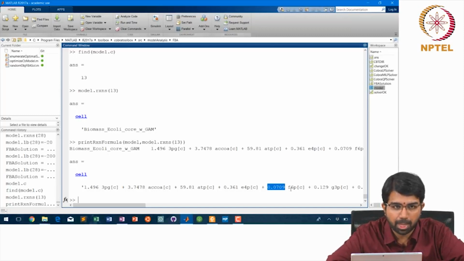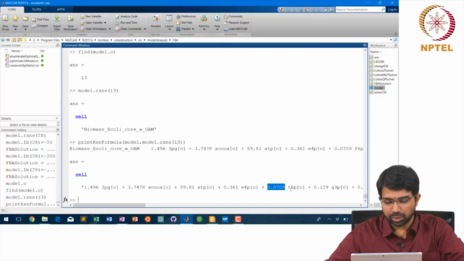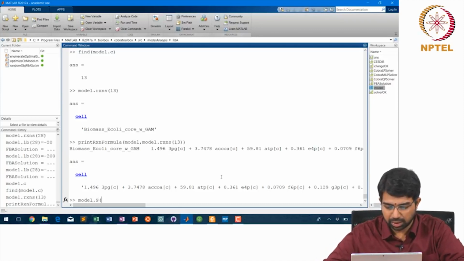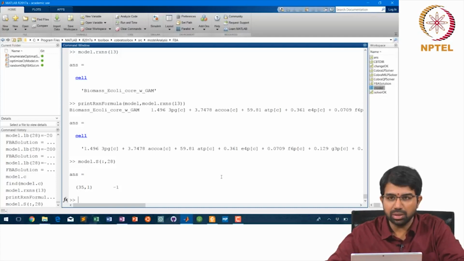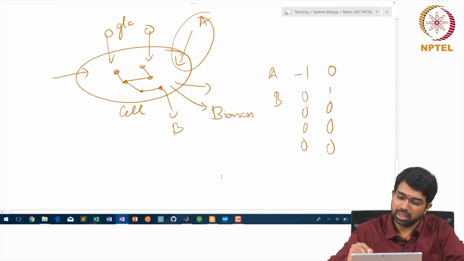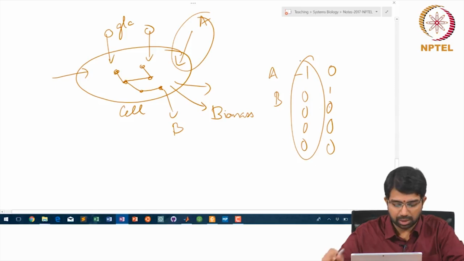Where are the exchange reactions stored in the model, and the reactions' metabolites? It is only in LB and UB. The exchange reactions are stored only in LB and UB. LB and UB are just lower and upper bounds, right? Yes. If you want, you can also look at the corresponding stoichiometric matrix. So, model.S(:,28) should tell you the exchange reaction for glucose. That is only -1 and 0, exactly like this.